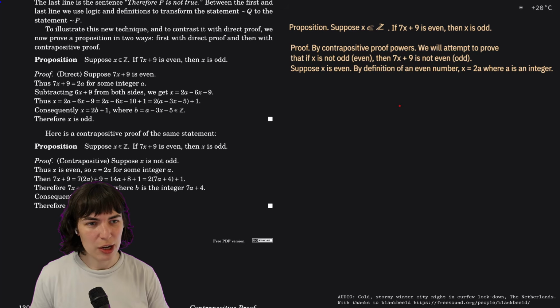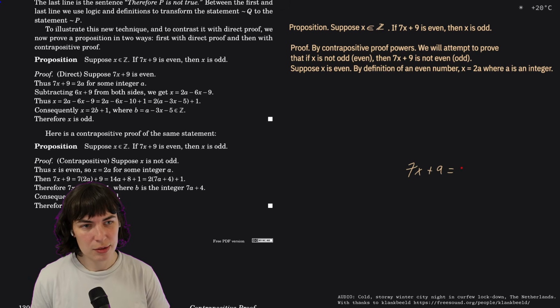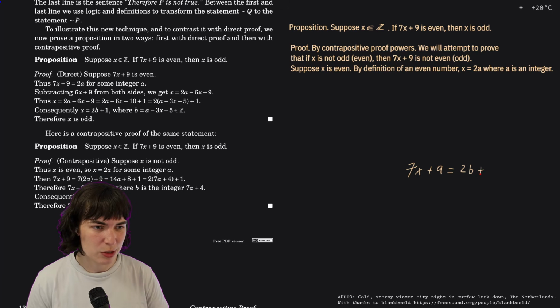So we should end up with 7x plus 9 is equal to 2b, and b's got to be in the integers as well. 2b plus 1, where b is in the integers.